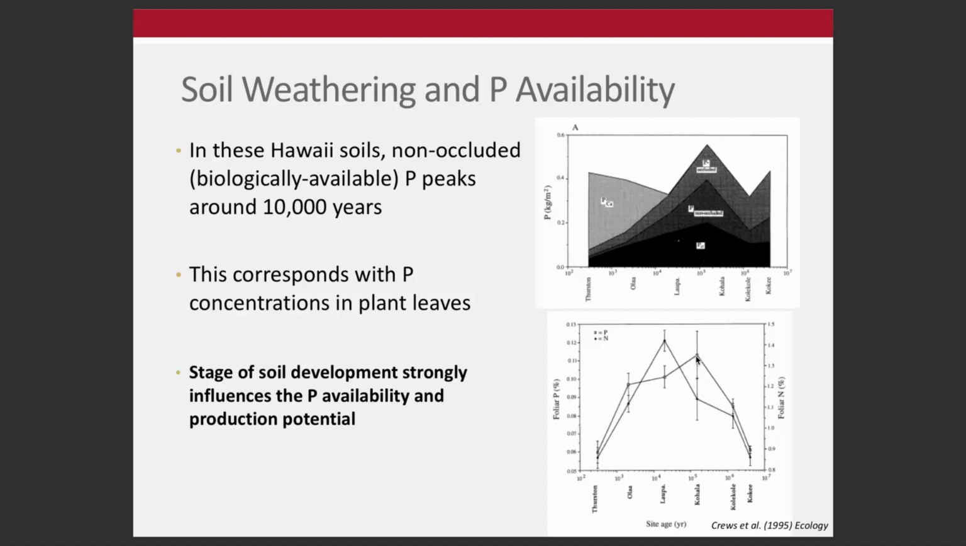And so, this again is seminal work showing that as soils age, phosphorus and phosphorus availability evolve. It peaks, at least in Hawaii, at 10,000 years, but sometime in relatively geologic time it peaks. And then that availability starts to decrease over time.